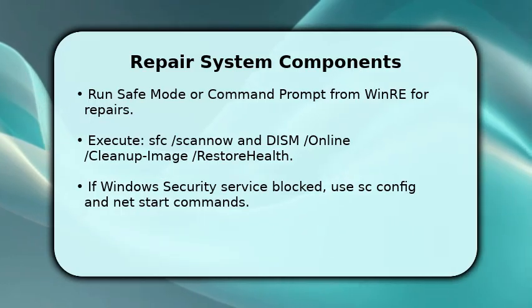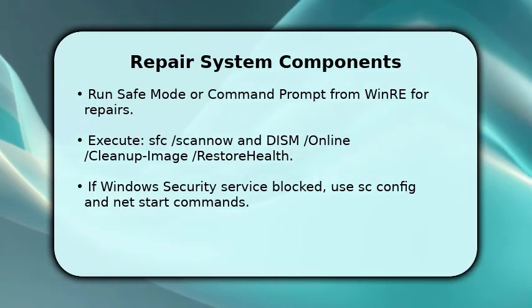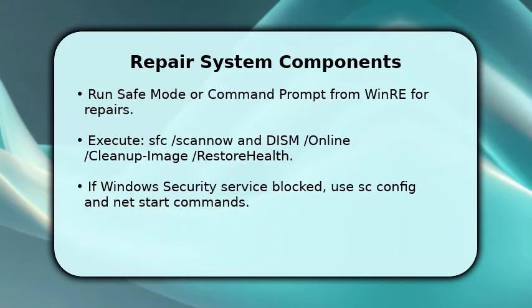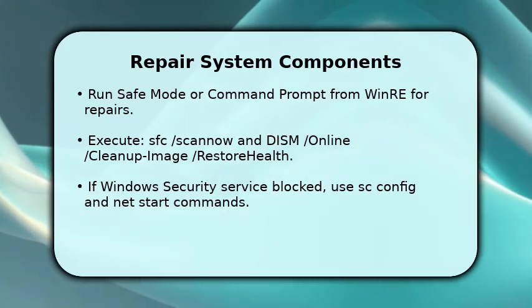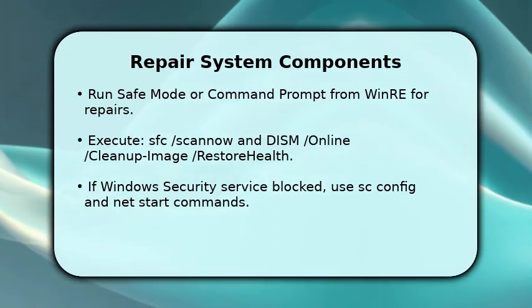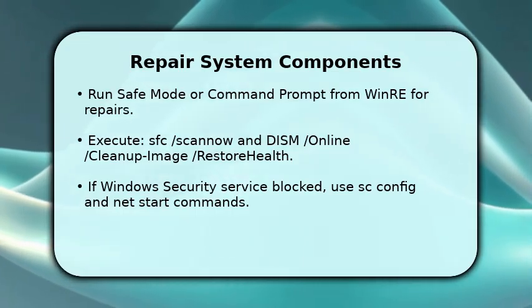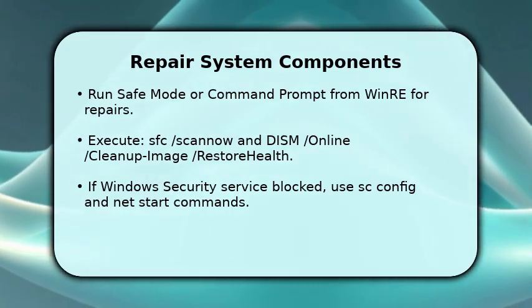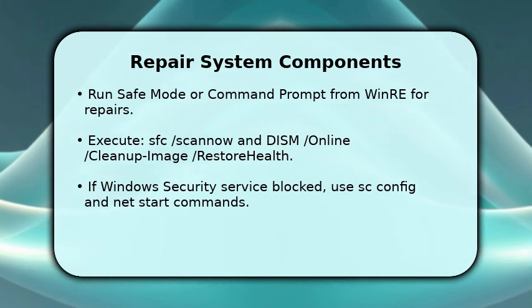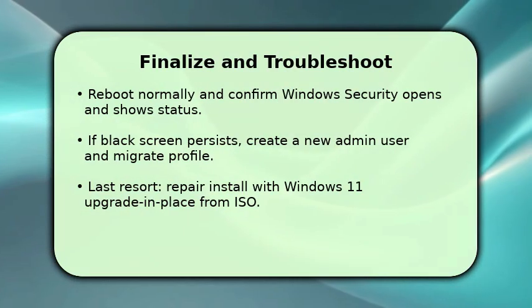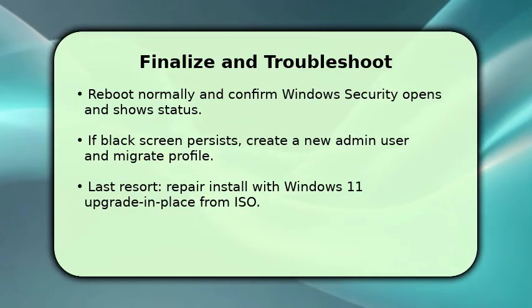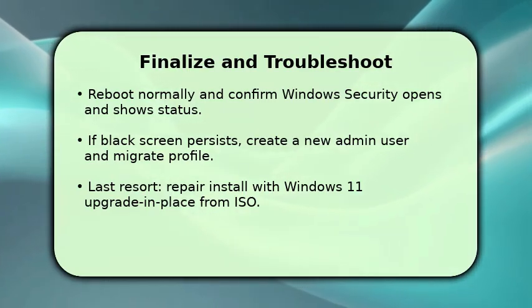If Windows Security's UI is blocked, check services. sc query WinDefend and sc config WinDefend start= auto, then net start WinDefend. Make sure to restart after each major command. This ensures services reload correctly, and the security app can rebuild its components. Finish by rebooting into a normal session and opening Windows Security to confirm everything loads.